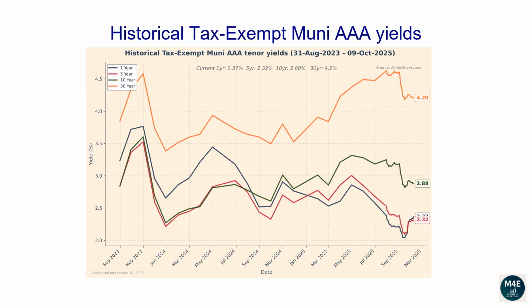This line plot and the next plot show how each tenor of the Muni yield curve has changed over time. From the 31st of August 2023 to the 9th of October 2025, the 1-year yield has dropped from 3.24 to 2.37. The 5-year yield has dropped from 2.85 to 2.32. The 10-year yield has increased from 2.84 to 2.88. The 30-year yield has increased from 3.85 to 4.2.